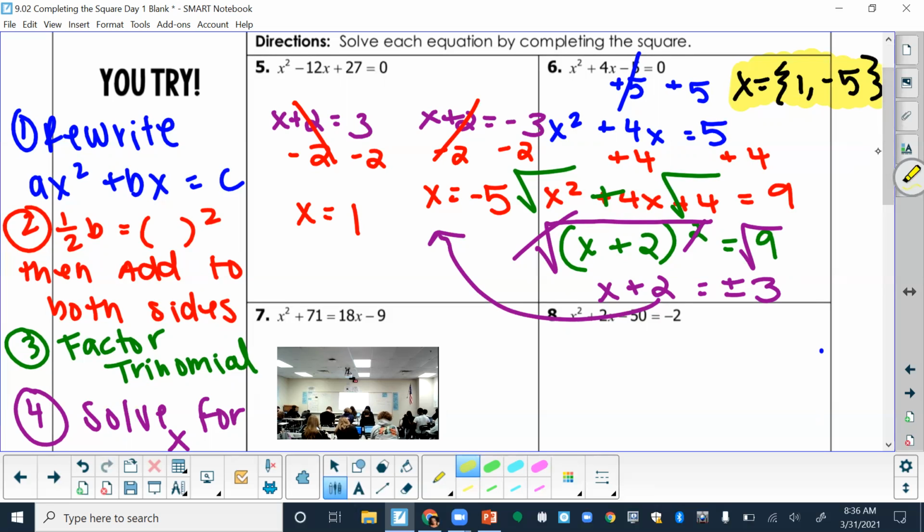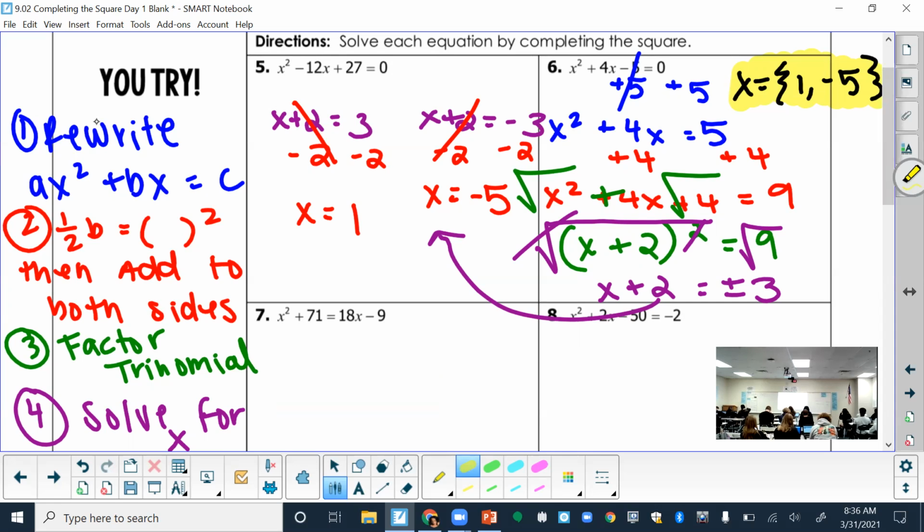All right, so that's what we did yesterday. Yesterday we did a lot more leading up to that, but that's essentially what we're doing: we're solving for the x values just a different way, which is called completing the square. Down here for number 7 and number 8, these are just slightly more complicated, but it's still the same process. All right, our first step is still to rewrite it into this format.